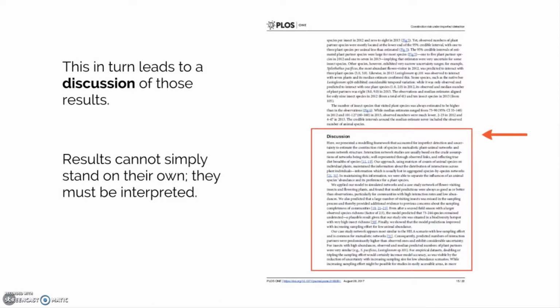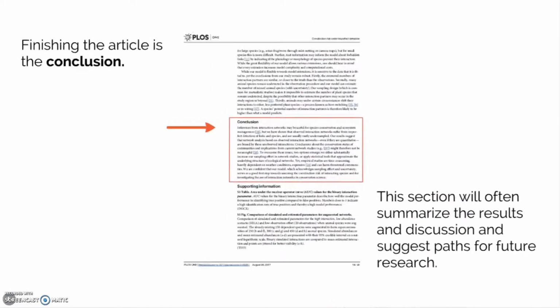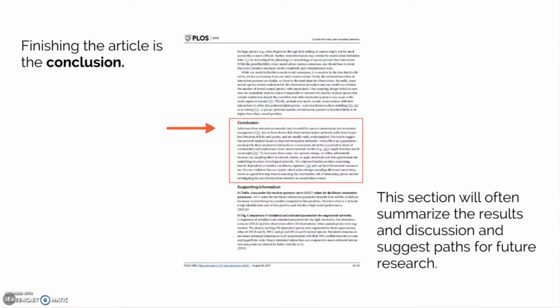This in turn leads to a discussion of those results. Results cannot simply stand on their own. They must be interpreted. Finishing the article is the conclusion. This section will often summarize the results and discussion and suggest paths for future research.